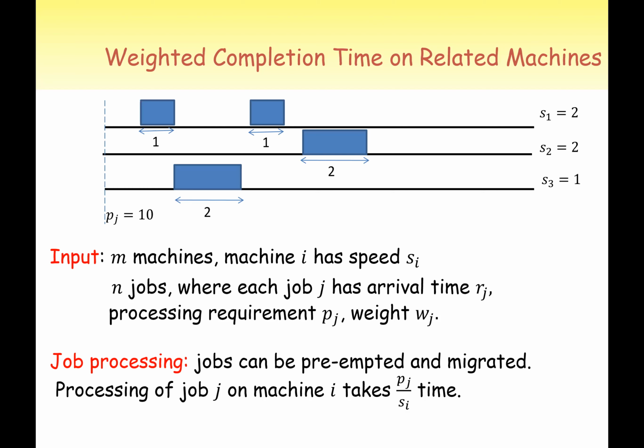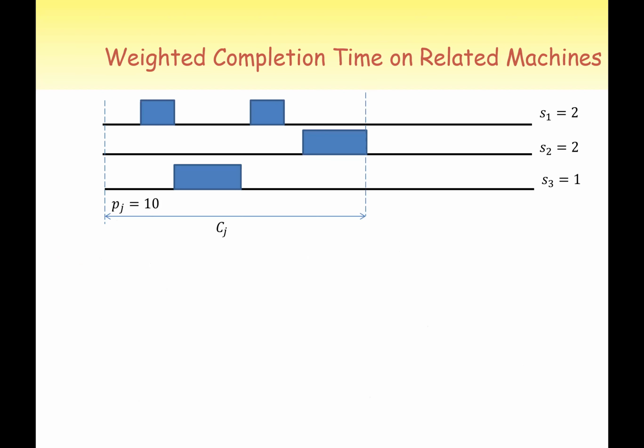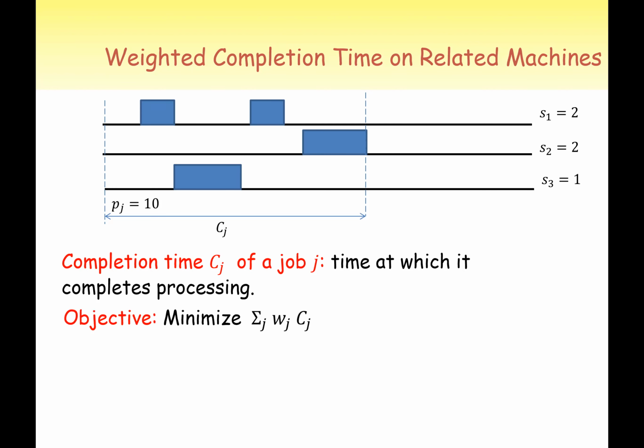As you can see, on the first machine, 4 units of processing have happened, 4 on the second machine, and 2 on the third machine, so a total of 10. The completion time of the job is defined as the time at which it completes. And our goal here is to minimize the weighted completion time. So this is a classical problem, and it's well studied.